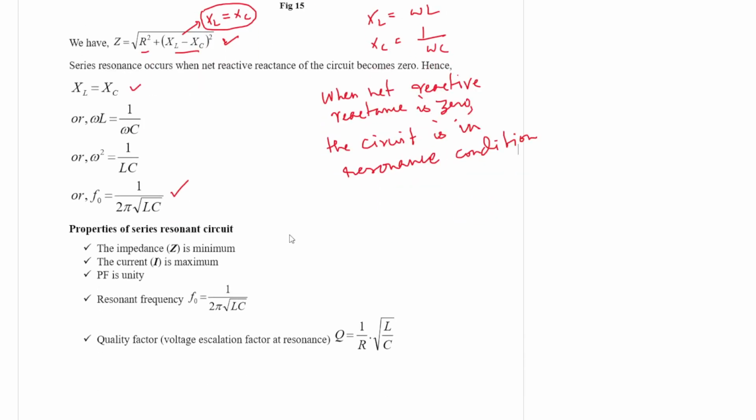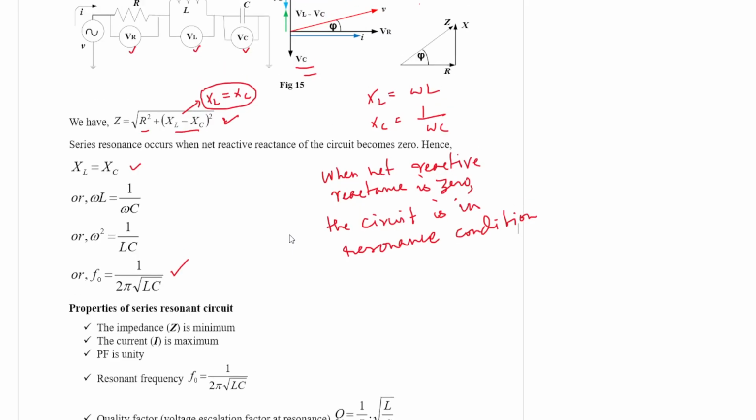Now what are the properties of resonance condition? Whenever XL and XC are the same, then Z becomes R. That is why I said impedance is minimum. During resonance, impedance is minimum. So due to this fact, current is maximum and power factor is unity. Quite obviously, because Z is equal to R, so the net reactive part is 0. So that is why power factor is unity.